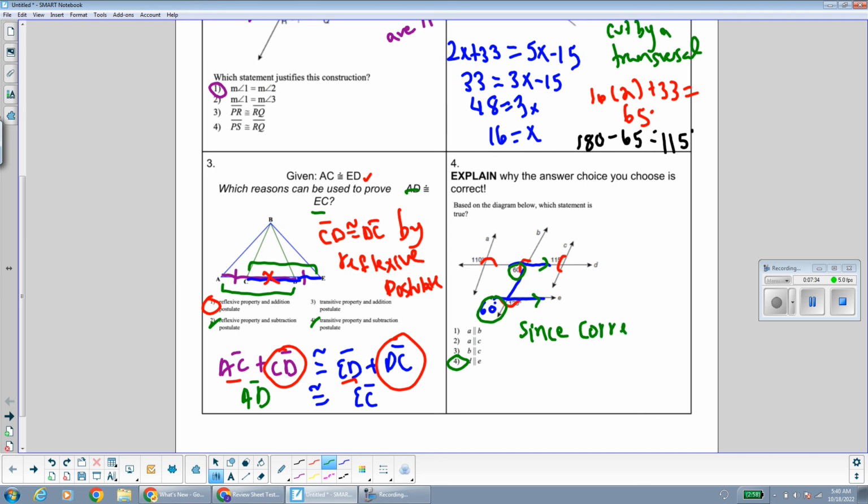Since corresponding angles are congruent, lines D and E are parallel. You could also find congruent alternate interior angles, or you could find supplementary same-side interior angles to show that lines are parallel. Any one of those would work to show lines are parallel. Here, the corresponding angles was the easiest one to find. I only had to find one number to find that.